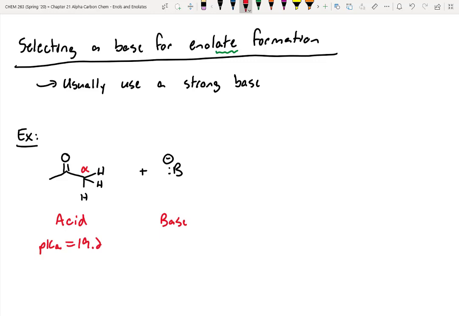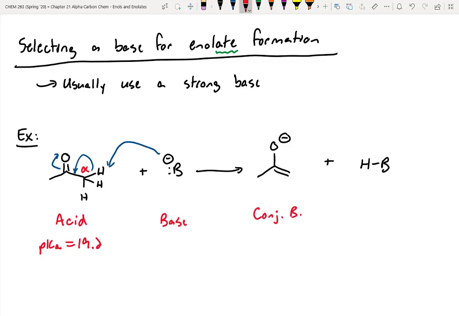And in this reaction, the hope is that our base will grab one of these protons and form our enolate. And you can show your enolate in either form, right? So you can show it with the negative charge on that carbon or on the oxygen. I really have no preference because they're the same thing. So we've got our enolate. And our conjugate acid would just be HB. So this would be our conjugate base. And this would be our conjugate acid.